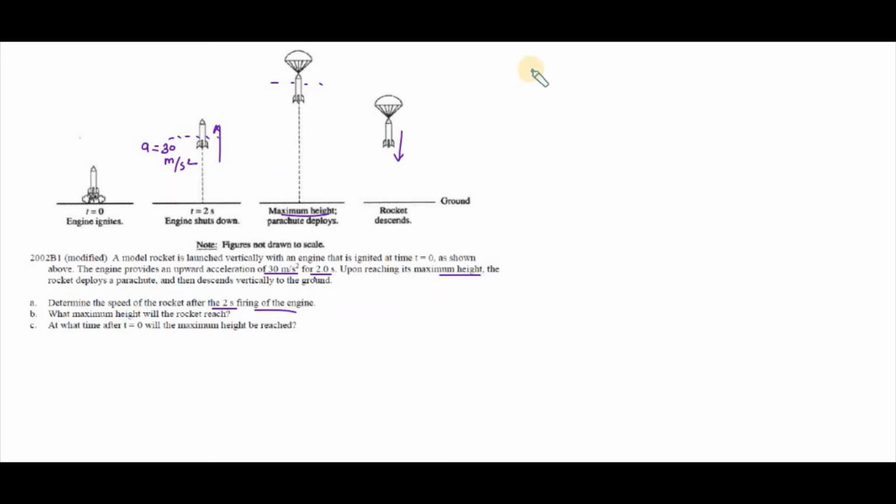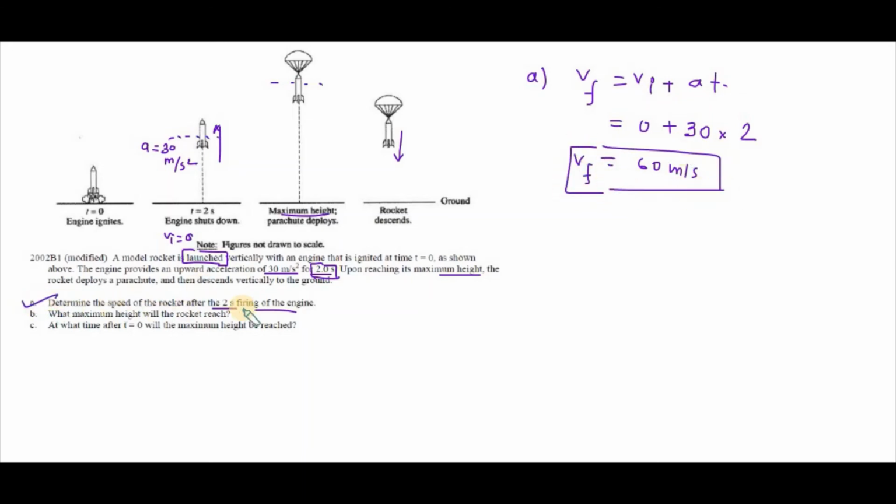So here we can use the formula: final velocity equals the initial velocity plus acceleration into time. Now let's check that. It has been mentioned that the model rocket is launched vertically. Launched means the initial velocity should be 0. From here slowly it got accelerated, and the acceleration is given as 30 meter per second square. So the initial velocity is 0, the acceleration is 30 meter per second square, and the time period it has traveled is 2 seconds. From there we get the final speed after 2 seconds, which is equal to 60 meter per second. That's what they are asking in the first part A.